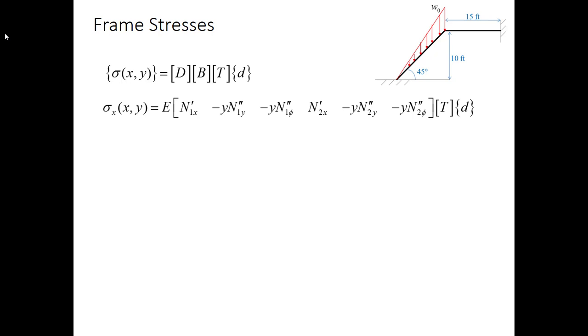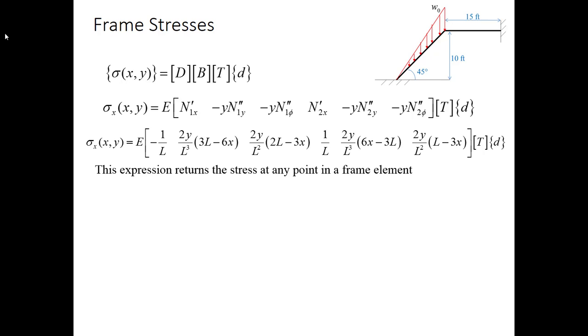So this is our full expression. This identifies that D is equal to the Young's modulus E, and then I've plugged in what B is for a frame element. T we haven't talked about yet. Now taking the derivatives that are indicated there for each of the shape functions, I get the full expression in terms of x, y, and L for the stress. The last thing I need to do is the conversion in the T. So this expression here is going to give us the stress at any point inside the frame element.